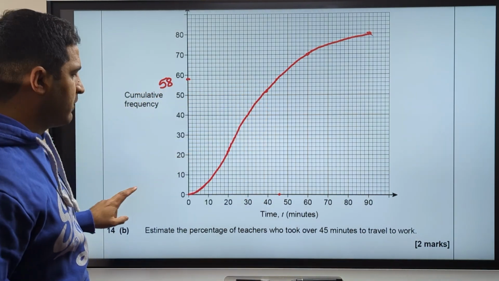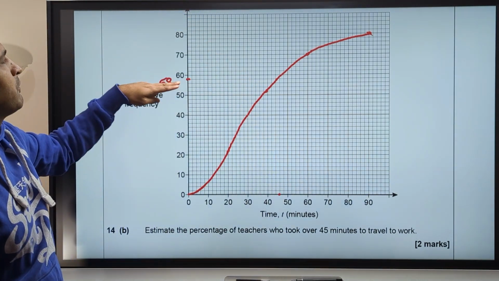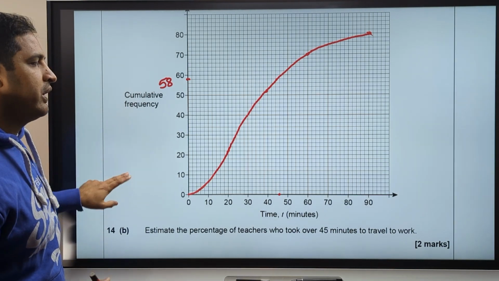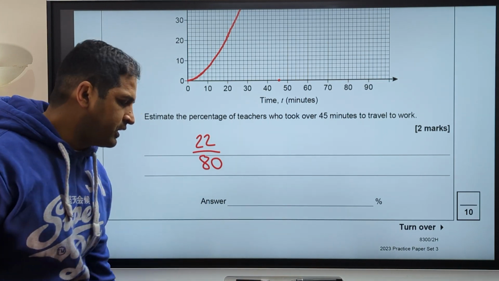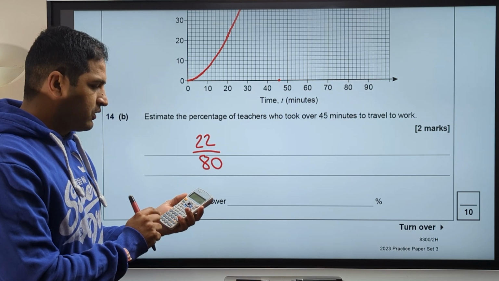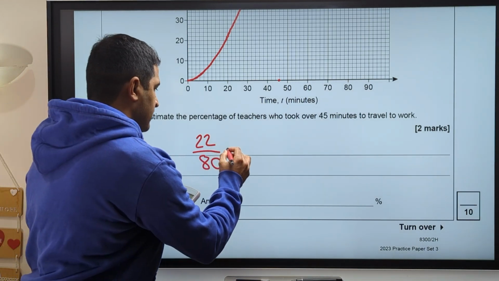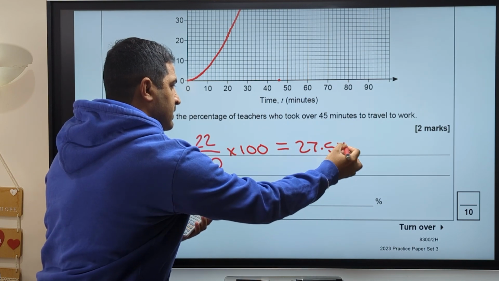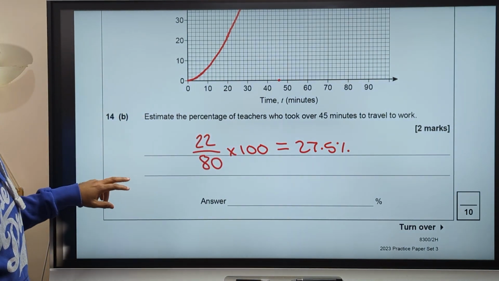So if you draw the line at 45, we need to look at the people who took over 45 minutes. So this side, which is above that. So 58 to 80. That gives you 22 teachers out of 80 who took more than 45 minutes to get to work. Convert that into a percentage. All you have to do is turn that fraction into a decimal and multiply by 100. So 22 divided by 80 is 0.275. Then multiply by 100 and that gives you 27.5% of the teachers. 27.5% of the teachers took more than 45 minutes to travel to work.